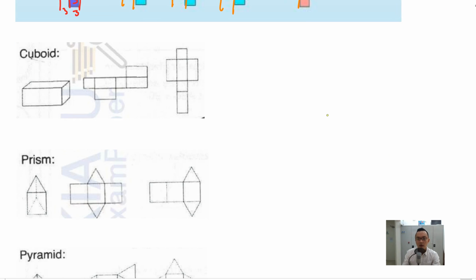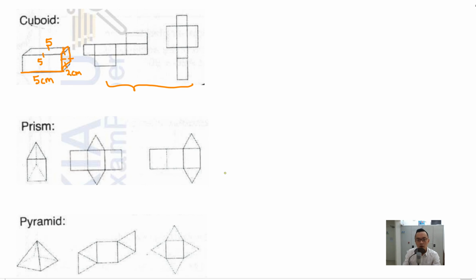Okay, let's look at nets of a cuboid. Cuboid basically means this is a square face, but this has a different length. So if this is 2 cm, all 4 are 2 cm, but this can be 5 cm, and all 4 are 5 cm. These are the 2 nets of a cuboid. If you look at a prism, these are the 2 nets of a prism, and these are the 2 nets of a pyramid. So you've got to practice and remember the different nets of the solids.